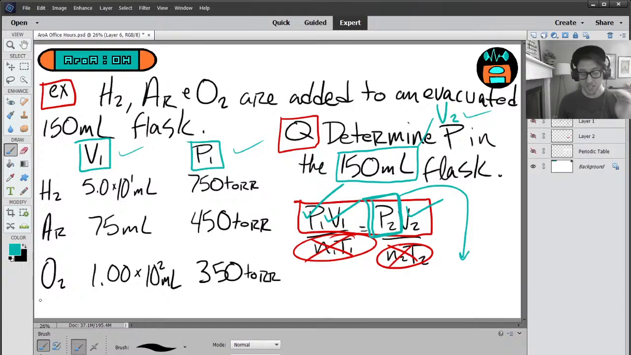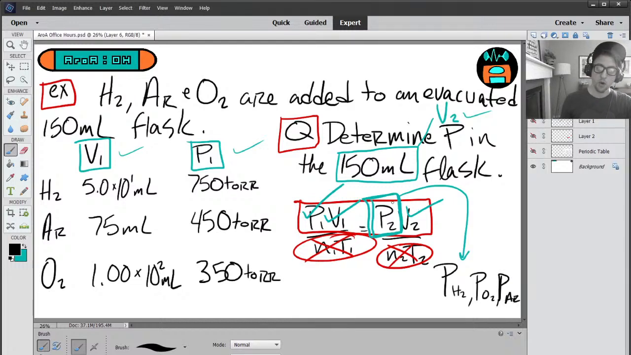and we can do this for each individual gas. This will be the pressure of H2, the pressure of O2, and the pressure of argon that we want to add together to find our total pressure. So we're going to use this equation 3 times, once for each gas, find our partial pressures, add them all at the end. So that is the master plan.